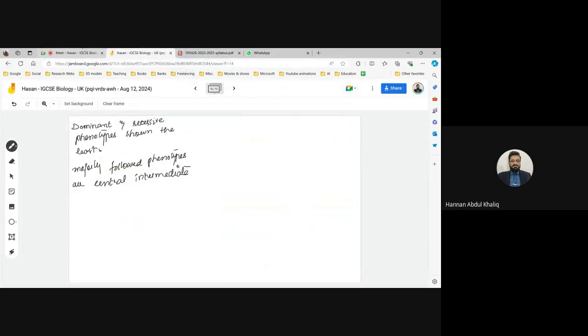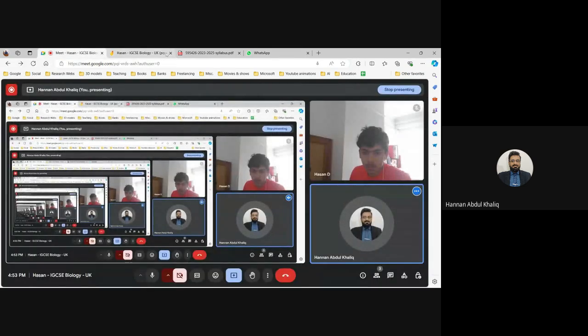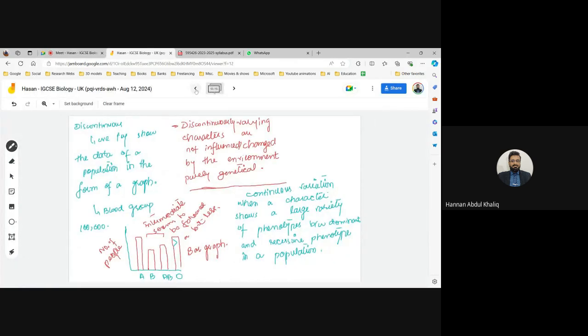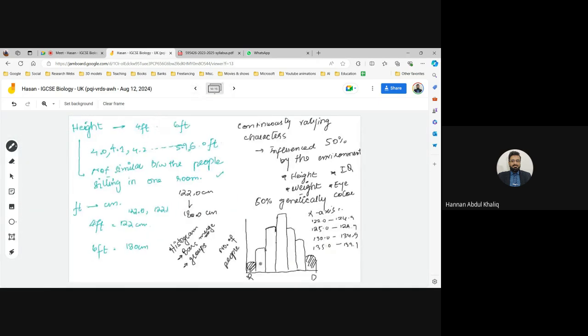So the last sentence I would say over here is that for the phenotypes that are mostly followed or shown by the people in discontinuously varying characters, a large number of people are following the dominant or recessive, and intermediate are shown less. While in the continuously varying character, the intermediate ones are shown the most and the extreme ones, dominant and recessive ones, are least.